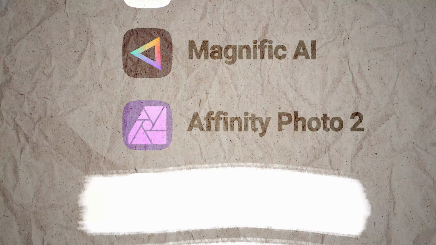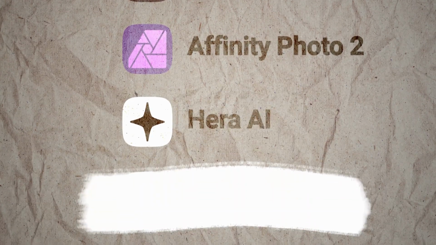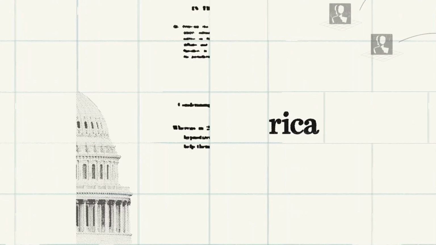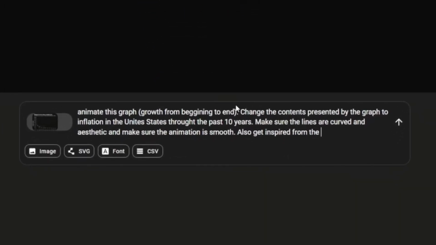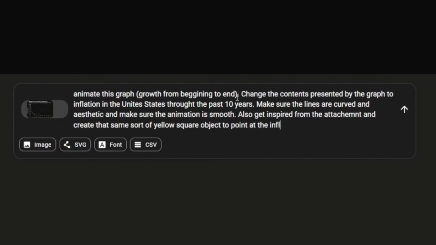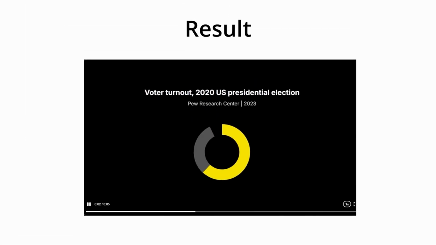Now let's talk about motion graphics. Hera.AI lets you create custom motion graphics that look polished and professional. You could choose from templates, prompt your own ideas, or even upload an image. And within seconds, you've got something that's slick and animated.